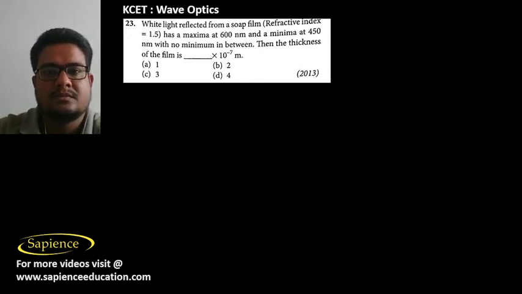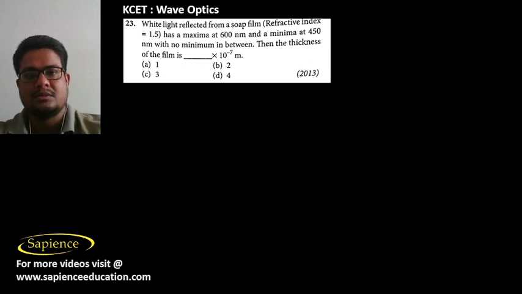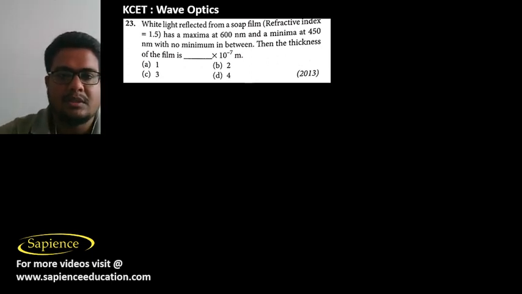Then in question number 23, it is told white light reflected from a soap film whose refractive index is 1.5 has a maxima at 600 nanometer and a minima at 450 nanometer, with no minimum in between. Then the thickness of the film is?